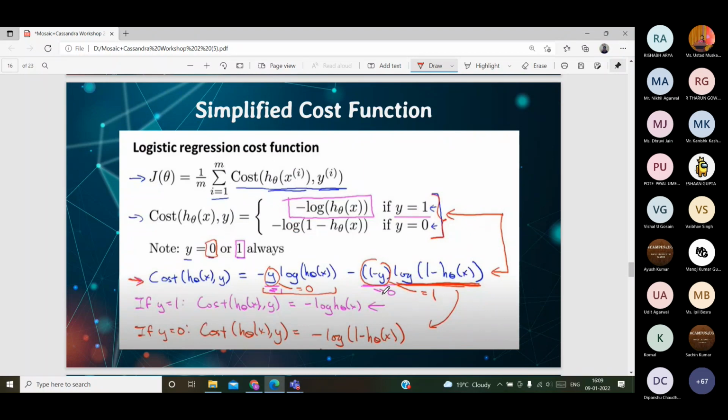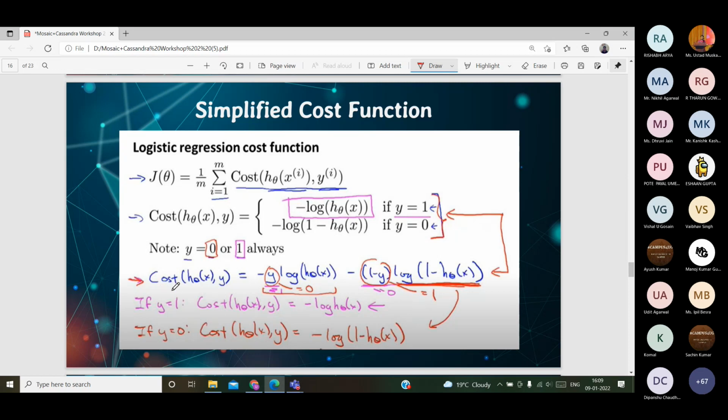Now coming to the simplified cost function. So we wanted it for y equals 1 and for y equals 0. We are separating two different cases, but we wanted to combine them into one. So what can we write? We can write cost of h theta x, y as minus y log h theta x minus (1 minus y) log of (1 minus h theta x).